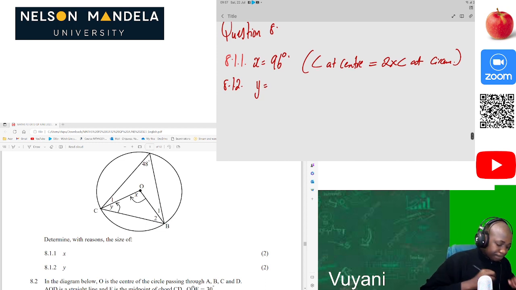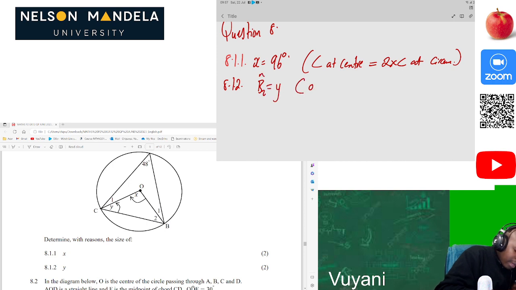So of course we have our B2, which is going to be equal to y. Reason: angles opposite equal sides. So B2 is equal to y, angles opposite equal sides. Why are they equal sides? Someone will ask me. Because they are radii. Let me just write it here: we say OC is equal to OB, they are radii. So that's already an isosceles triangle.